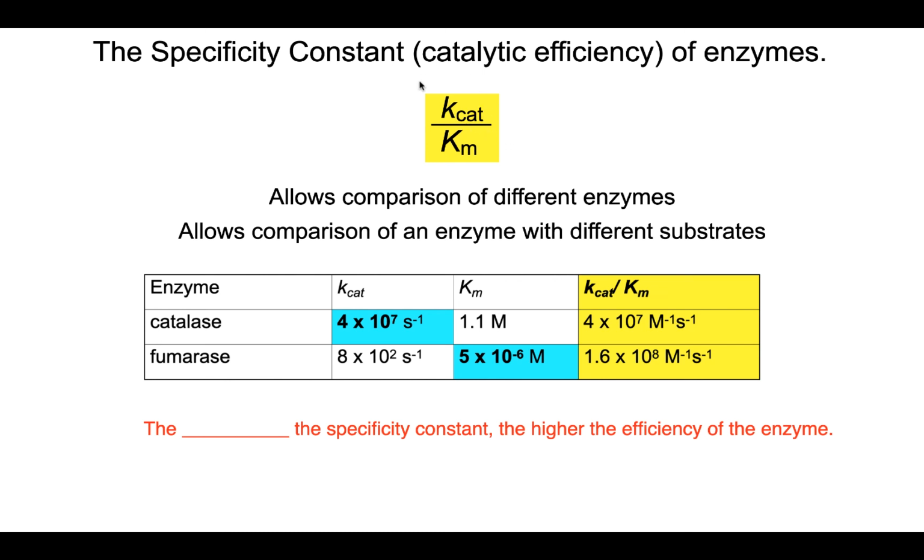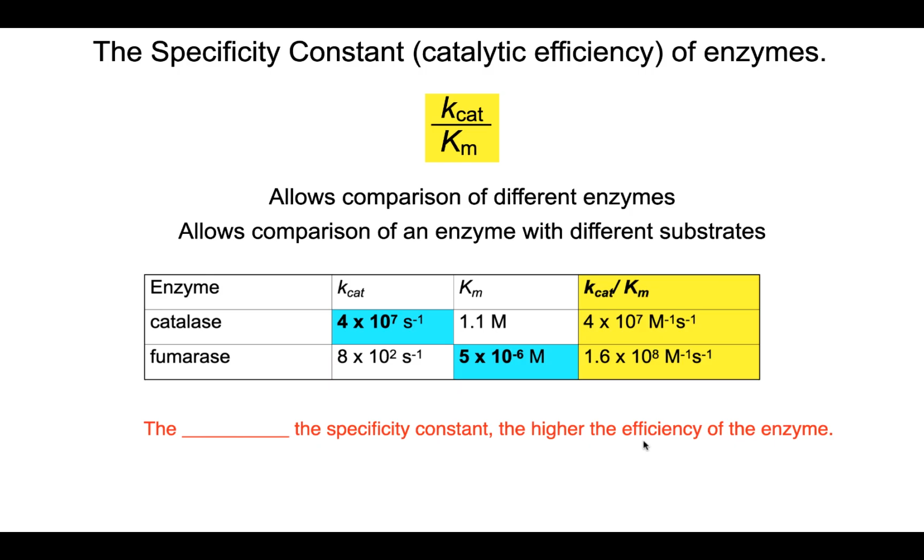The faster an enzyme is, the higher its kcat should be. Good, and that's in our numerator. The more affinity an enzyme has for the substrate, the lower the Km is going to be. That's on the denominator. So when you divide a big number by a small number, you're going to end up with a big number. So the answer here is the bigger or the higher the specificity constant, the higher the efficiency of that enzyme.